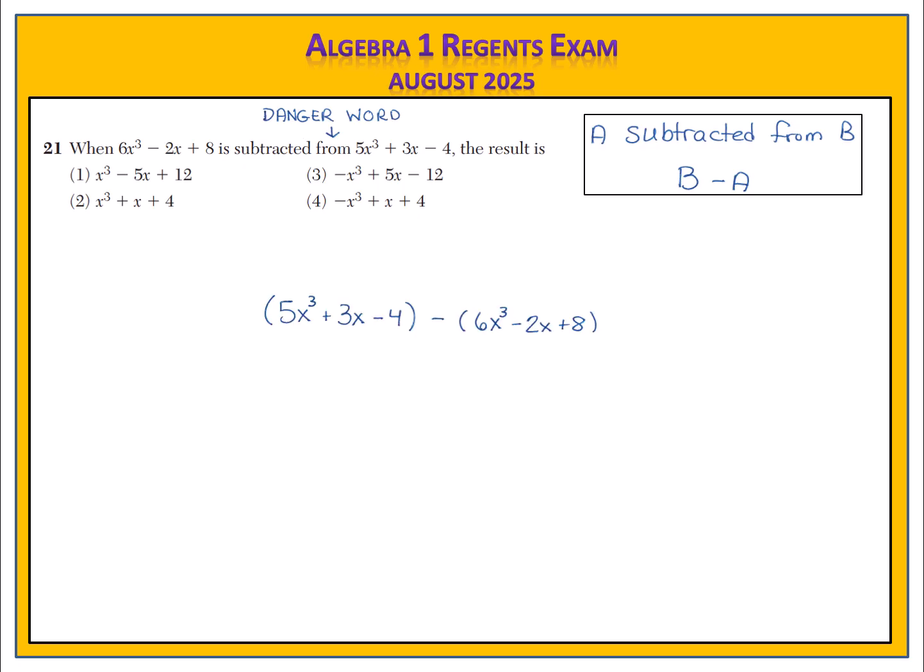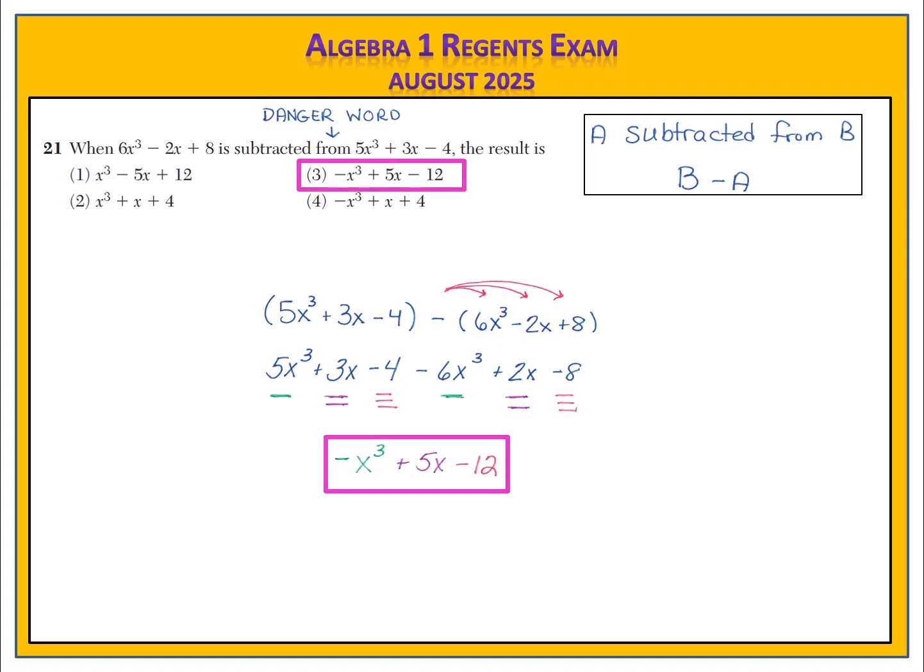5x to the third plus 3x minus 4 is what we start with, and then we are subtracting from that 6x to the third minus 2x plus 8. Remember to distribute the subtraction sign as a -1. So you have 5x to the third plus 3x minus 4 minus 6x to the third plus 2x minus 8. Identify your like terms, combine them, and you'll have your final answer. -x to the third plus 5x minus 12. Choice number 3.